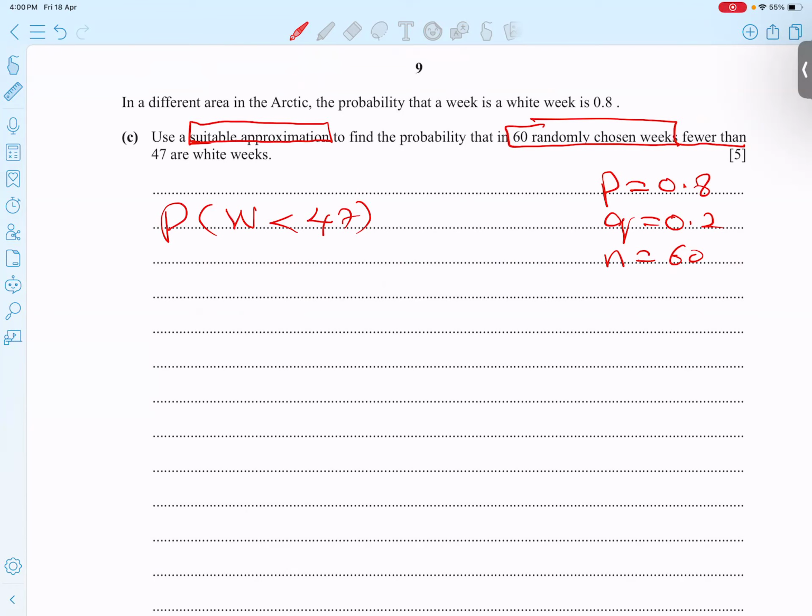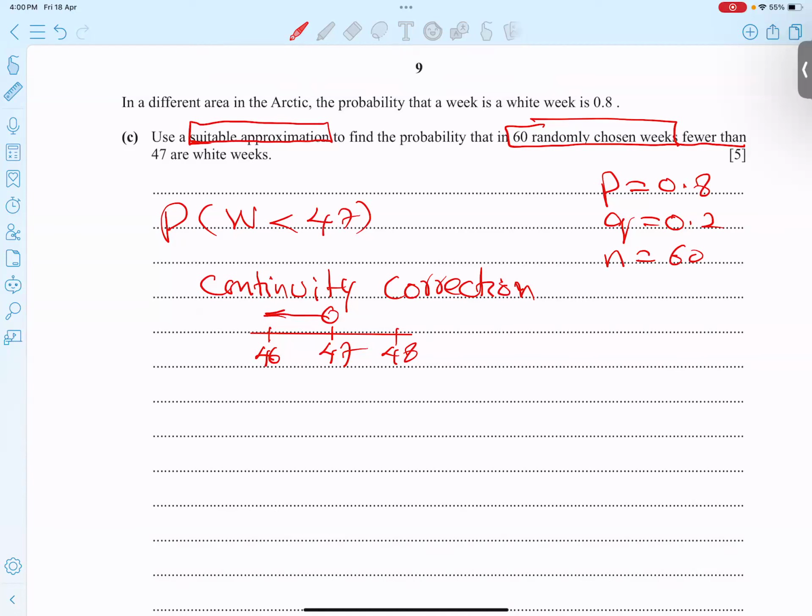So, students, for the approximation, first of all we go for continuity correction. What to do when you go for continuity correction? The best technique is to make a number line. It is not compulsory, but it is easy to do this way. From 47 go backwards by 0.5, so the number we are looking for is X less than 46.5.